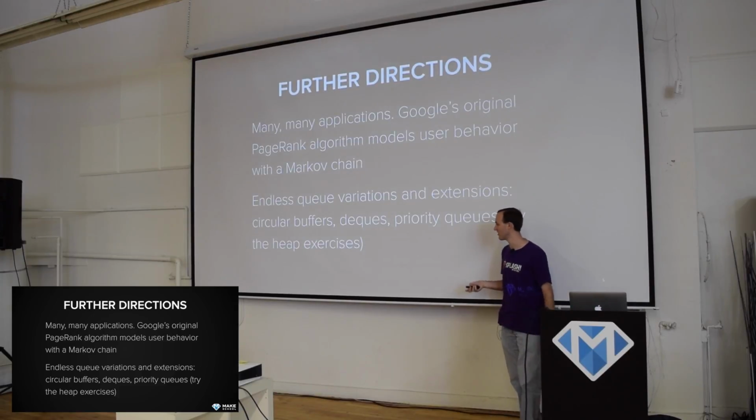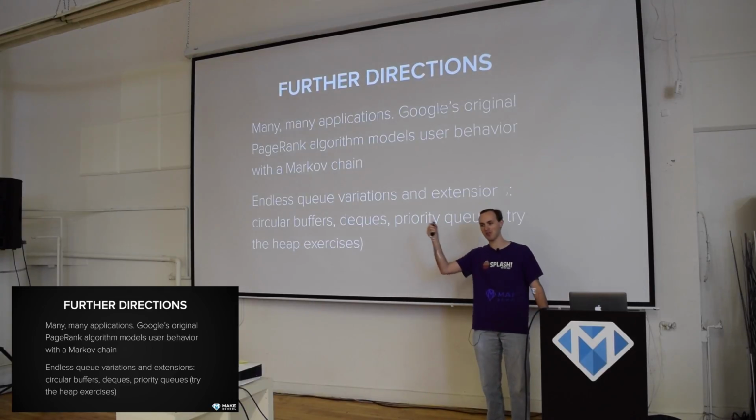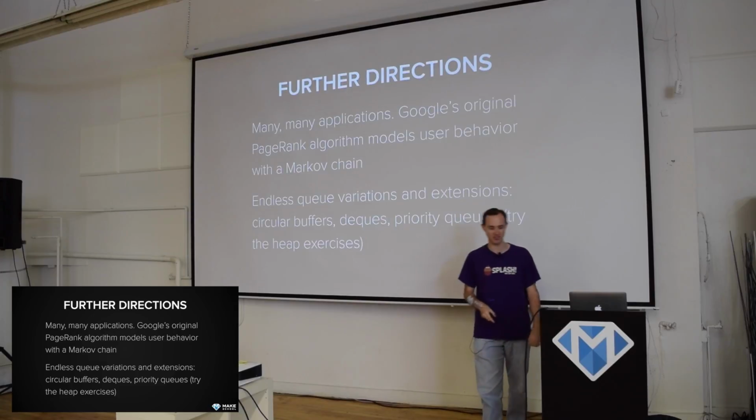Another extension is the deck, or the double-ended queue. That's where you can not only enqueue things on the end, you can enqueue them on the front. And you can remove them from either end as well. So you can think about how to implement that using some data structure you've already seen.